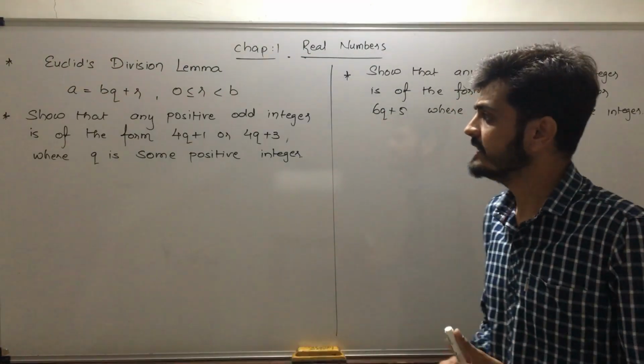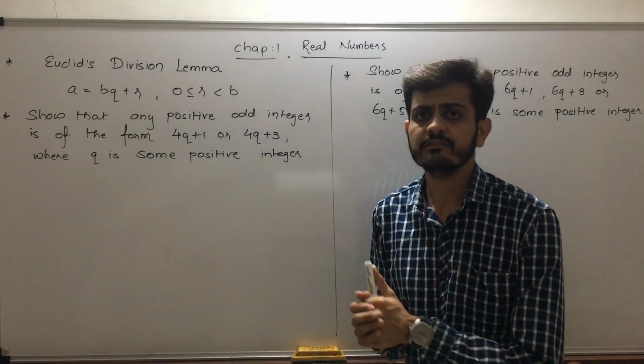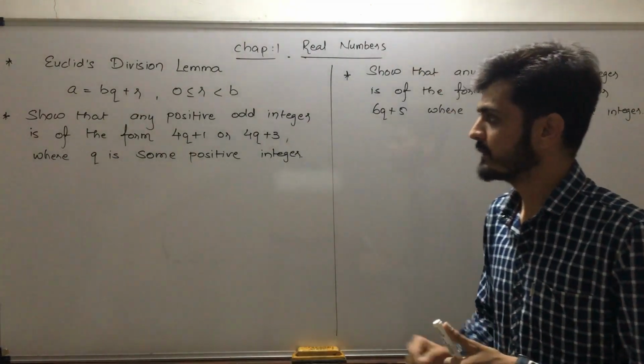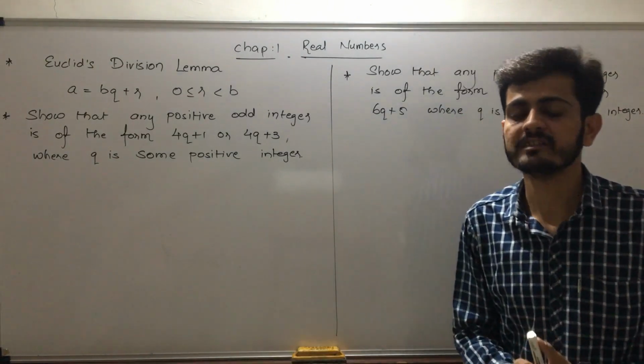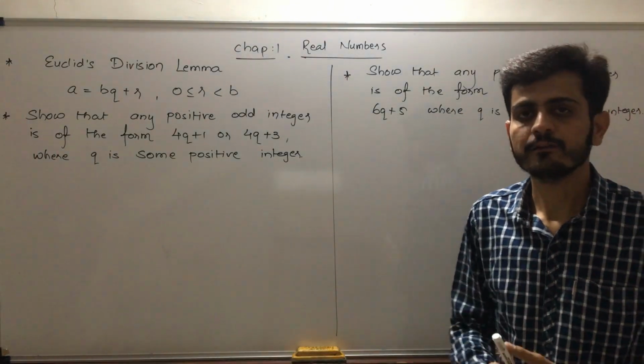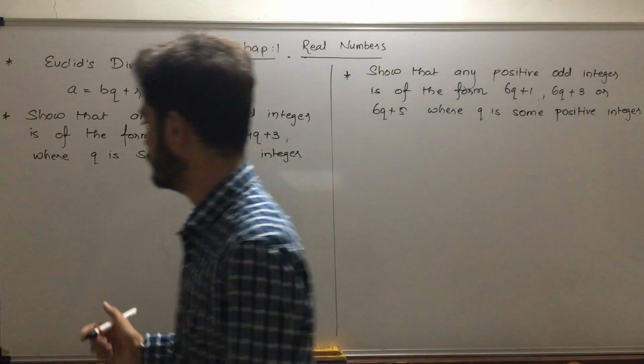So the next question is to show that any positive odd integer is of the form 4q plus 1 or 4q plus 3, where q is some positive integer. So let's start with a, which is any positive odd integer.